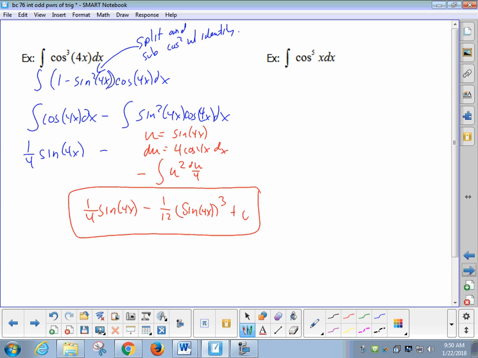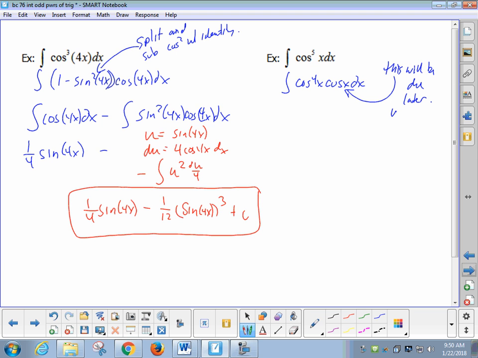Do you follow? Okay, so the 4x made a bit of a mess. Let's go a little different then. Cosine to the 5th. Still an odd power. So what do you reckon our first step is? Split it into cosine to the 4th and a single cosine. The single cosine, this will be my du later.